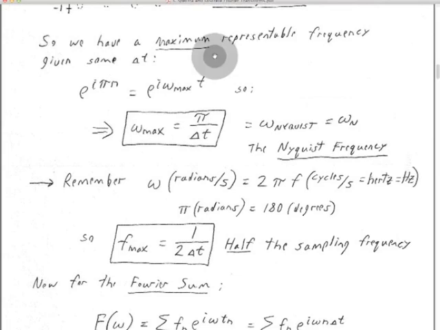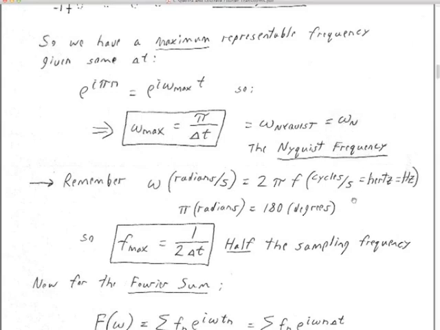What we have to keep in mind is that we have a maximum representable frequency that's given some delta t. So here's e to the I pi n, and pi is the maximum frequency, and that's equal to e to the I times omega max times t. Given the definition that t is equal to n times delta t, you can break out of this that omega max, the maximum rotational frequency, is pi over delta t. We call this maximum representable frequency the Nyquist frequency, after the mathematician Nyquist. It's probably about 150 years ago that he came up with this, maybe longer ago.